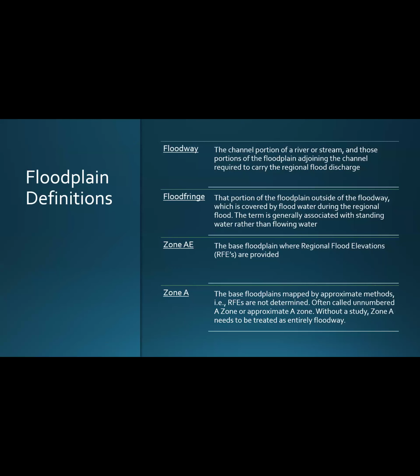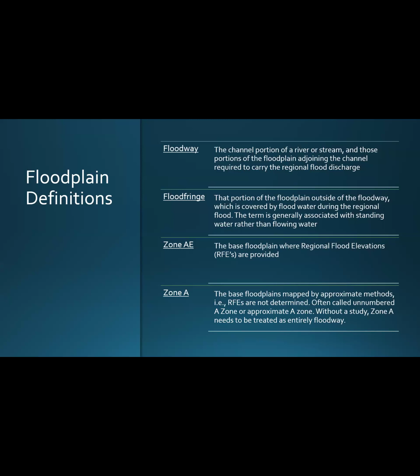So the floodway is the channel portion of a river or stream, those portions of the adjoining channel that carries the flood discharge. So the floodway is what you can think of as sort of the active flooding area. That's going to be carrying basically moving water. A flood fringe is typically that portion outside the floodway, which has extra flood water during a regional flood. So it's usually more associated with standing water rather than flowing water, or not always standing, but much slower moving water on the flood fringe.